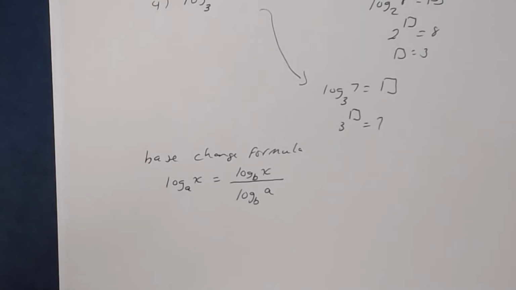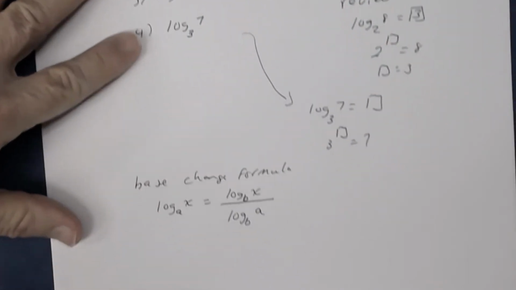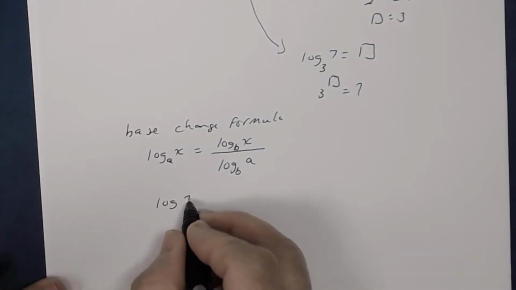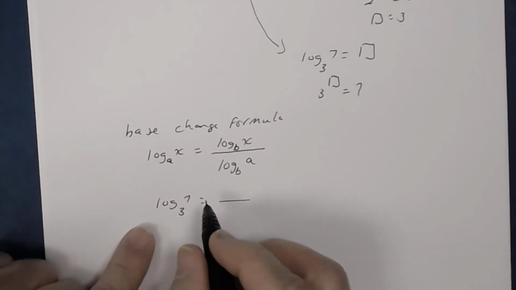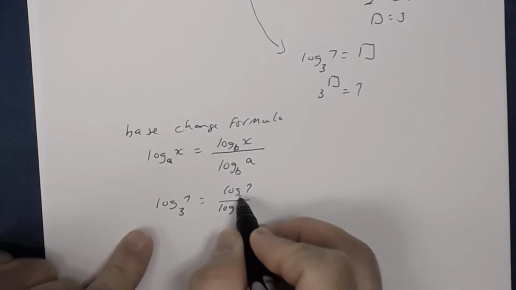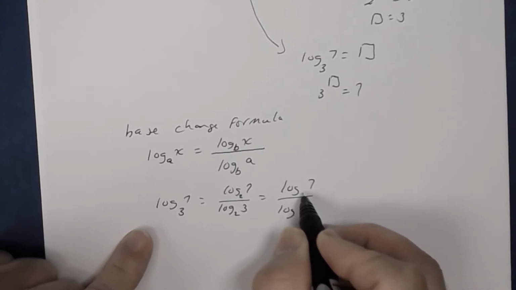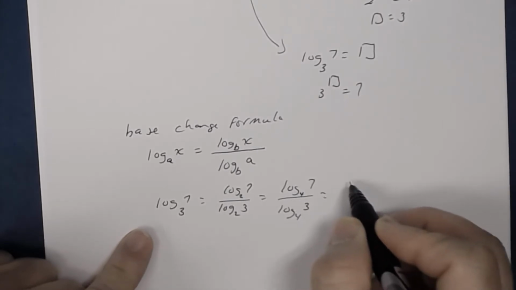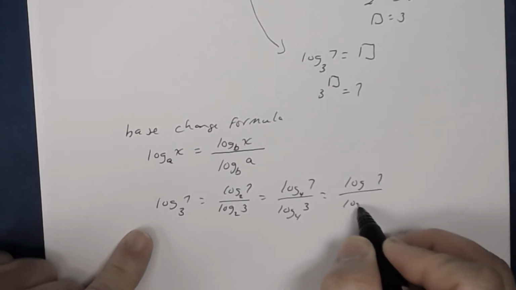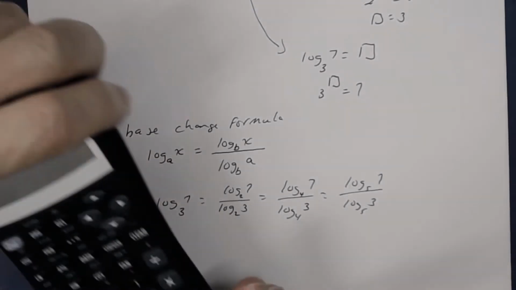So if I look at log of 7 base 3, then what that means is that I can write this as the log of 7 divided by the log of 3, no matter what my base is. I can put a 2 here. I can say base 4, right? Log of 7 divided by log of 3, log of 5, and so on. So any base. But which ones does your calculator use, though?